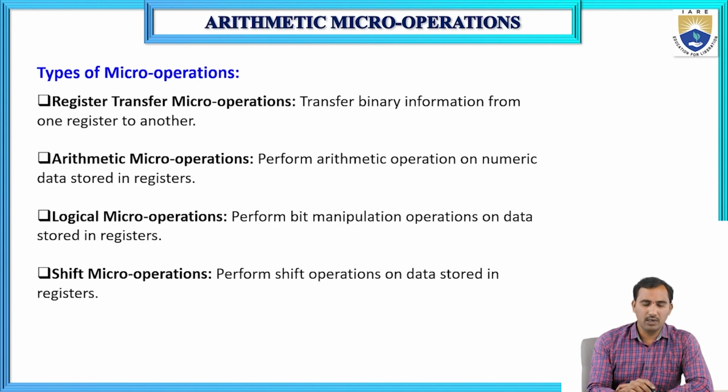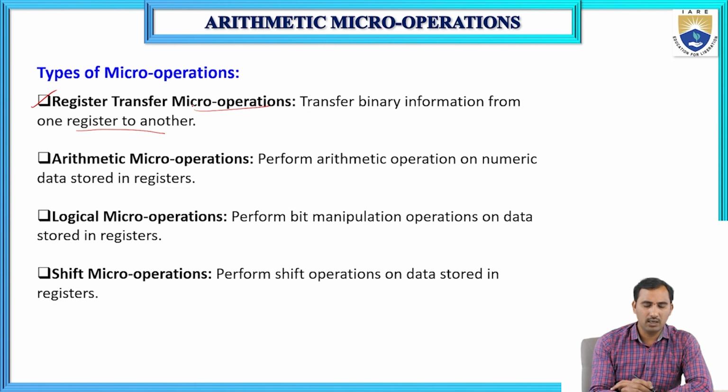Coming to the types of micro operations. Already we have seen what a micro operation is: the operations that are performed on the data stored in registers are called micro operations. These micro operations are classified into four types based on the operation they perform. The first one is the register transfer micro operation, which transfers binary information from one register to another register. Using these micro operations, we can transfer the data from one register to another register.